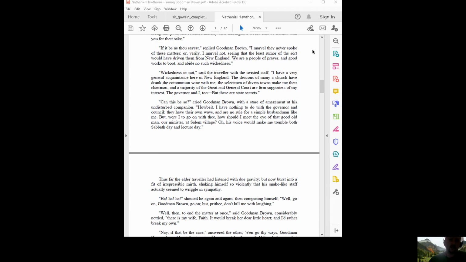"If it be as thou sayest," replied Goodman Brown, "I marvel they never spoke of these matters, or verily I marvel not, seeing that the least rumor of the sort would have driven them out from New England. We are a people of prayer and good works to boot, and abide no such wickedness." "Wickedness or not," said the traveler with the twisted staff, "I have a very general acquaintance here in New England. The deacons of many a church have drunk the communion wine with me. The select men of diverse towns make me their chairman, and a majority of the great and general court are firm supporters of my interest. The governor and I too, but these are state secrets."